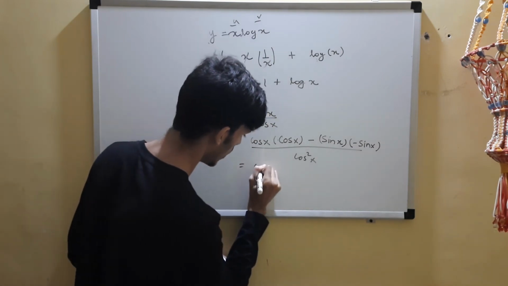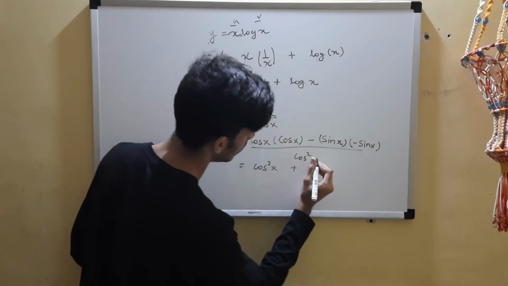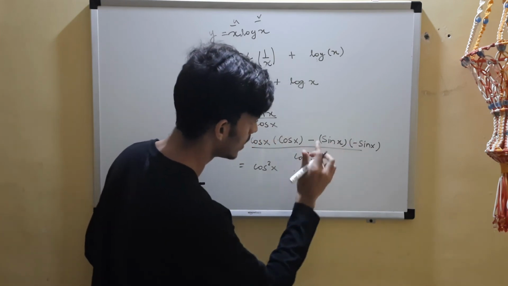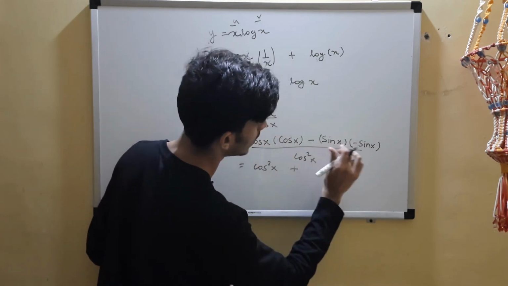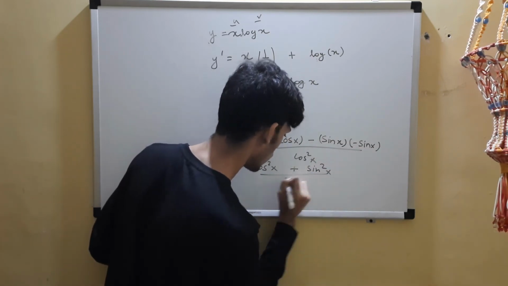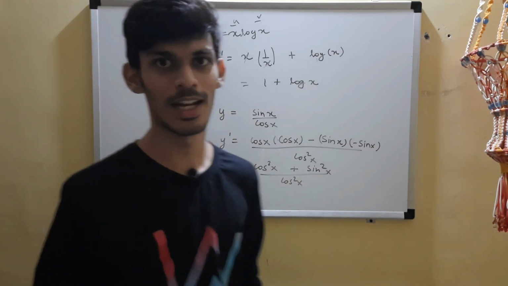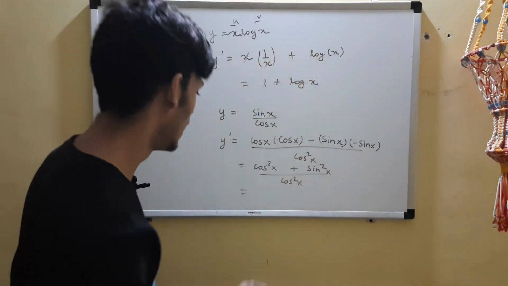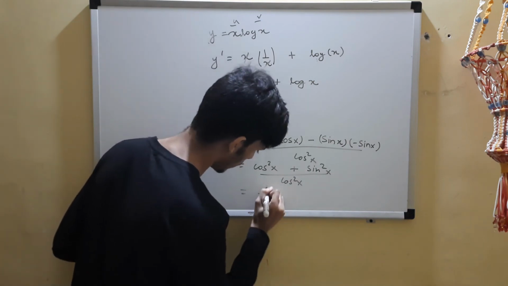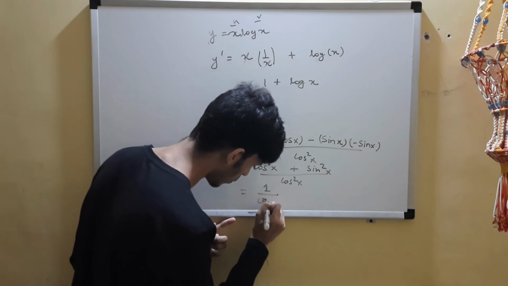Okay, can you see an identity over there? cos x into cos x is cos square x, this minus and this minus becomes plus, sin x into sin x, sin square x, upon cos square x. Now sin square x plus cos square x, the standard identity, is 1. So 1 upon cos square x.